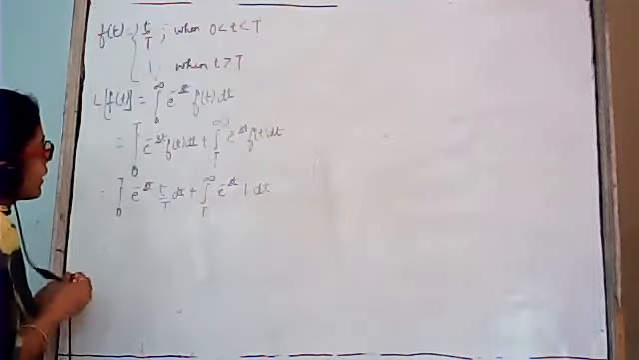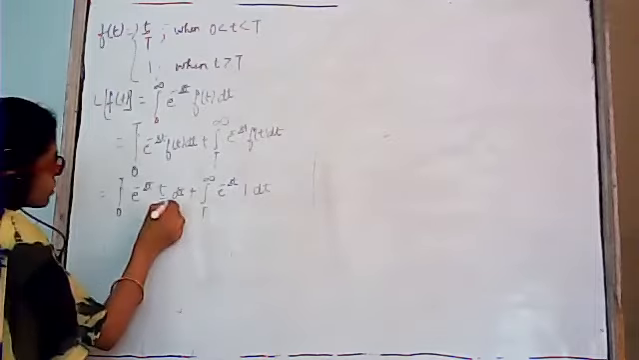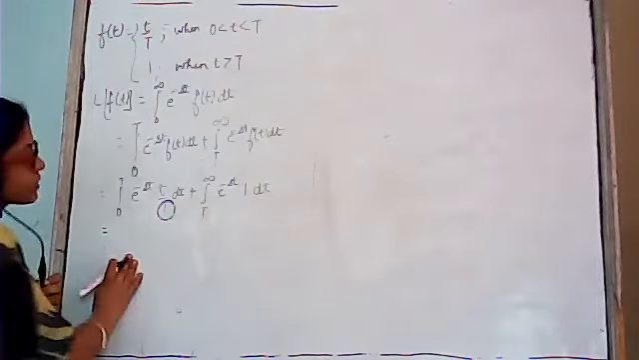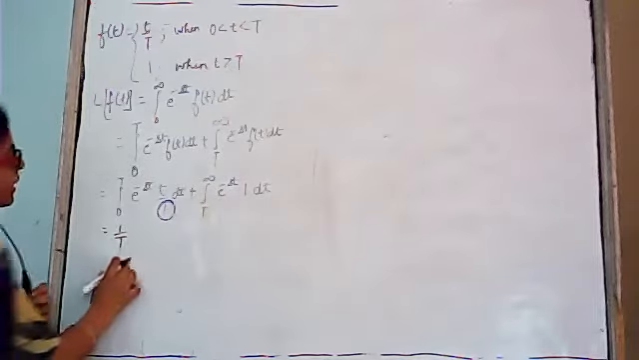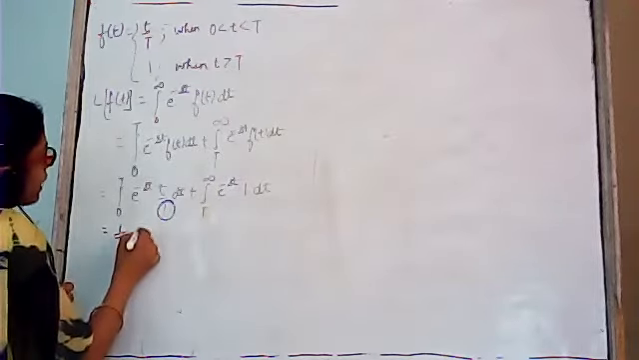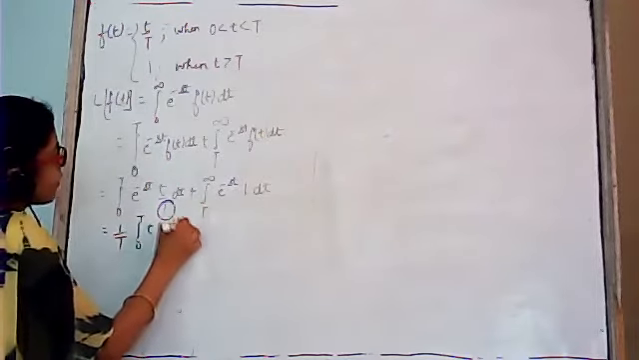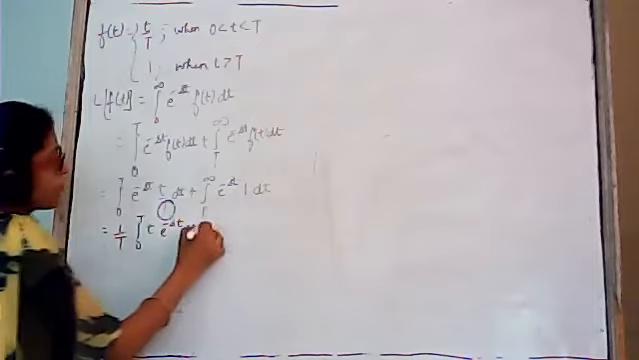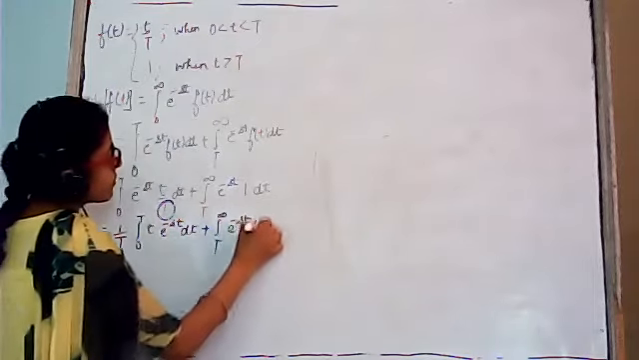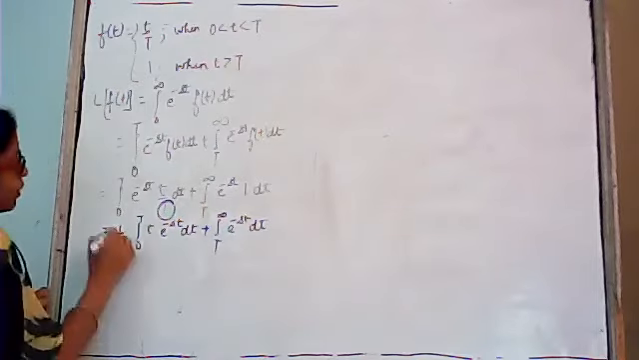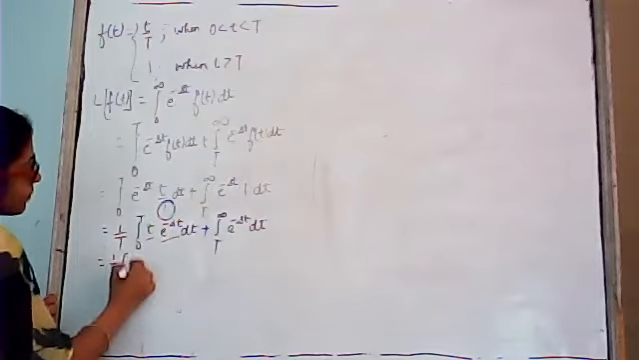See, we have to integrate this with respect to small t. So this capital T is constant for this function. We can take it outside the integral. So we have to evaluate the integral from 0 to T of t e to the power minus st dt, as well as the integral of e to the power minus st dt. First of all, this is the first function, this is the second function.